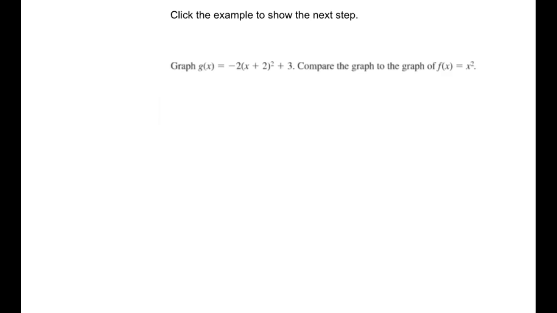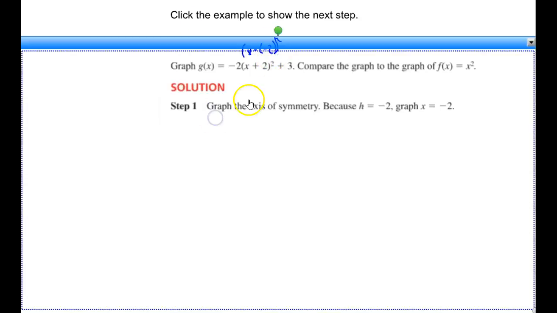So let's look at an example. Here I have g of x equals -2 times quantity x plus 2 squared plus 3. The first thing I notice is I have a plus in here, so I need to rewrite this so I can find my h value, which is going to be -2. Then I can graph it. First I graph the axis of symmetry, which my h value was -2, so that becomes my line of symmetry.